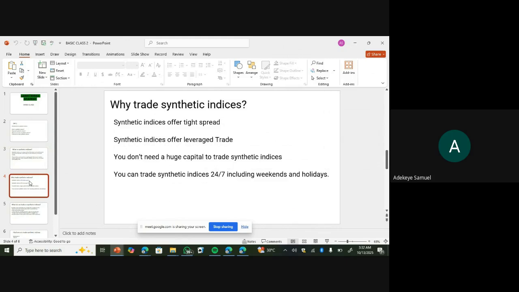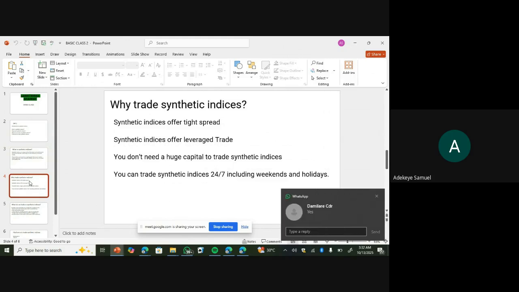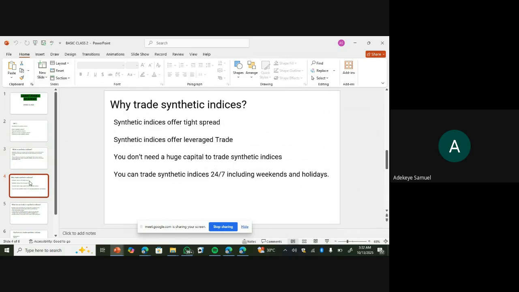Why do we trade synthetic indices? The reason why we trade synthetic indices is because they offer a tight spread. And what is spread? Spread is the gap between bid and ask. I will talk more about spread and about bid and ask as we move forward.